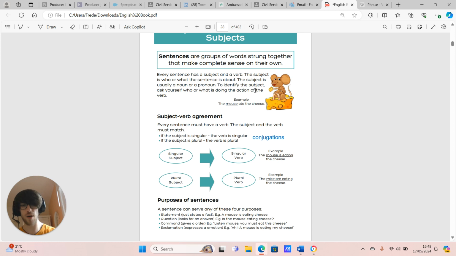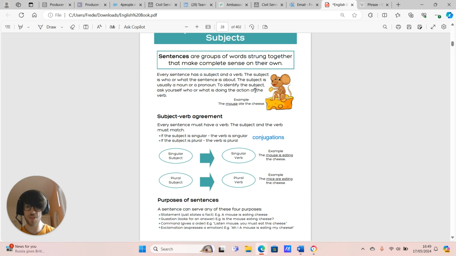Yeah. So there, the mice are eating the cheese versus the previous example of the mouse is eating the cheese. We can see how that changes. The way that the verb changes in respect to what the subject is or how many the subject is, whether it's plural or not, we call that conjugating a verb. That's how it matches up to the subject. So it's important to know when and how to use the correct conjugations.